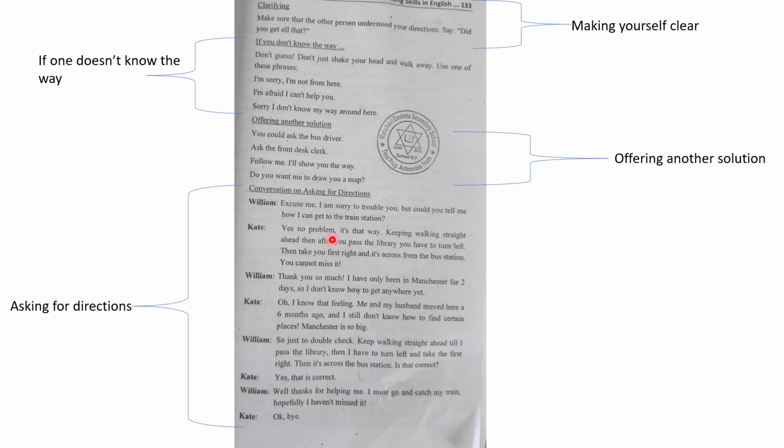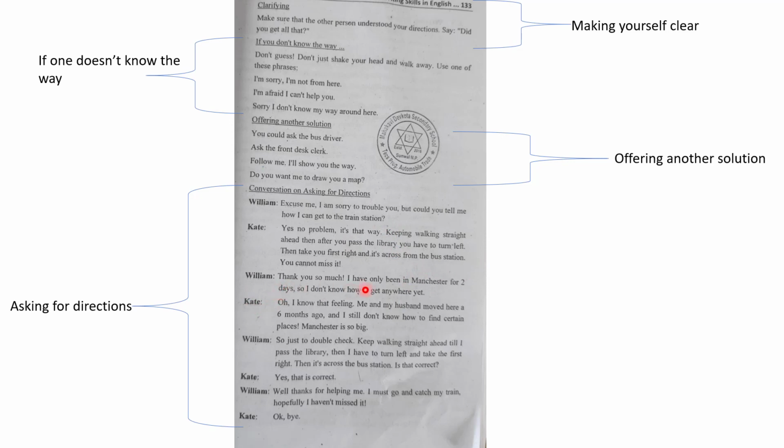So Kate is providing the way from that place. He has to walk straight ahead. Then she's emphasizing the library, which is a public place. We don't generally see libraries in our villages, but libraries are quite important, and you might find a lot of libraries when you travel abroad. So she's providing the direction based on the position of the library. From the library, you have to turn left, and after that, you have to take the first right and across the bus station. So the library and the bus station are the main cues.